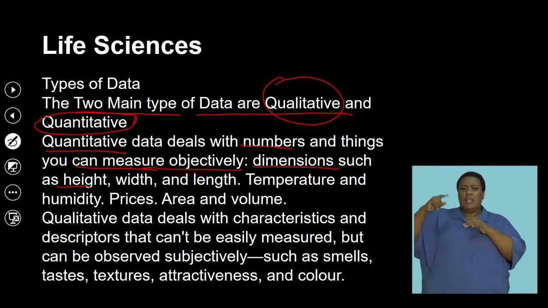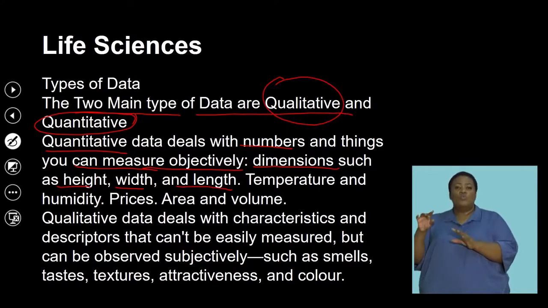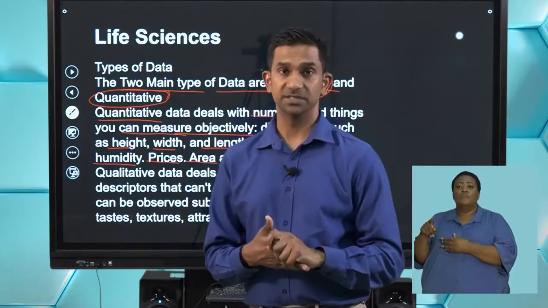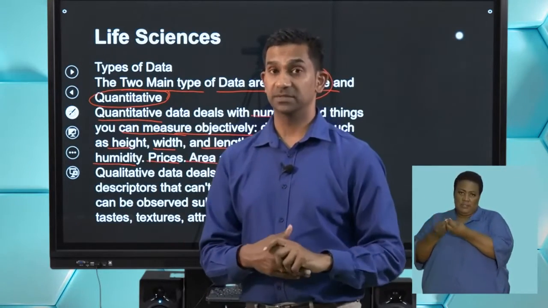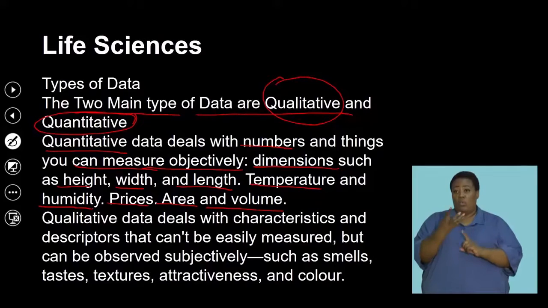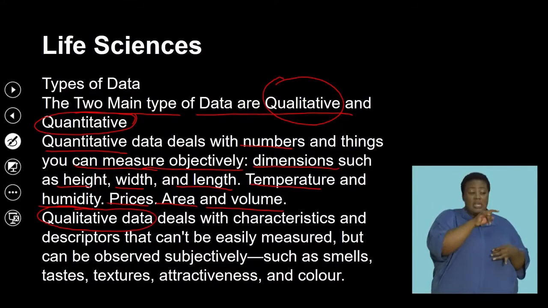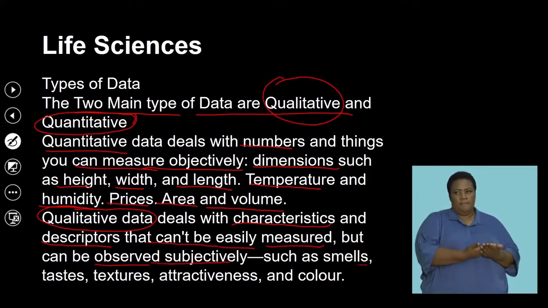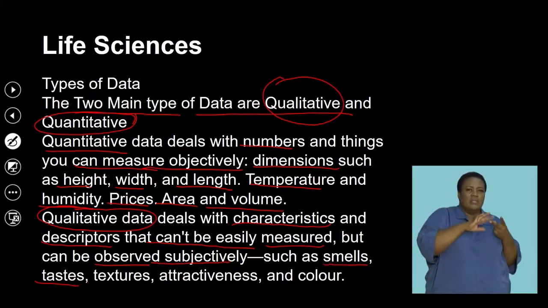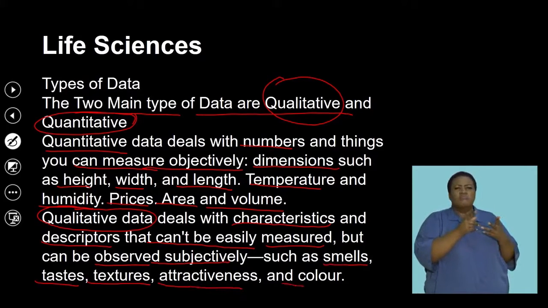Dimensions such as height, width, and length are all quantities. Temperature and humidity, prices, area and volume are all quantities that can be measured, and we refer to these as quantitative measurables. And that often gives us quantities around specific dependent variables. We also have, as I mentioned, qualitative data, and this deals with characteristics and descriptions that can't be easily measured but can be observed subjectively, such as the smell of something, the taste, the texture, the attractiveness, and the color.